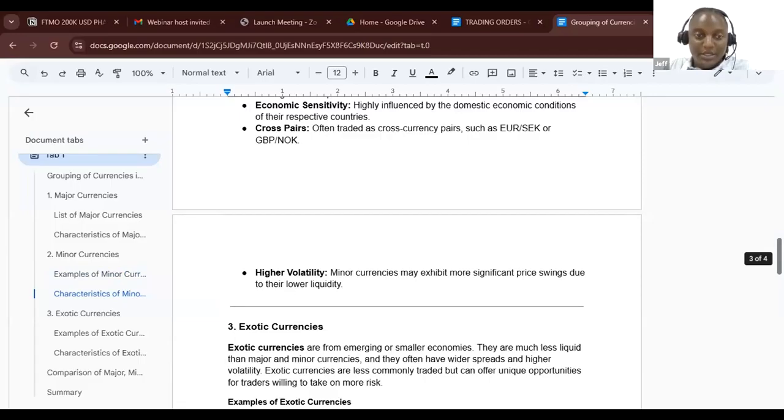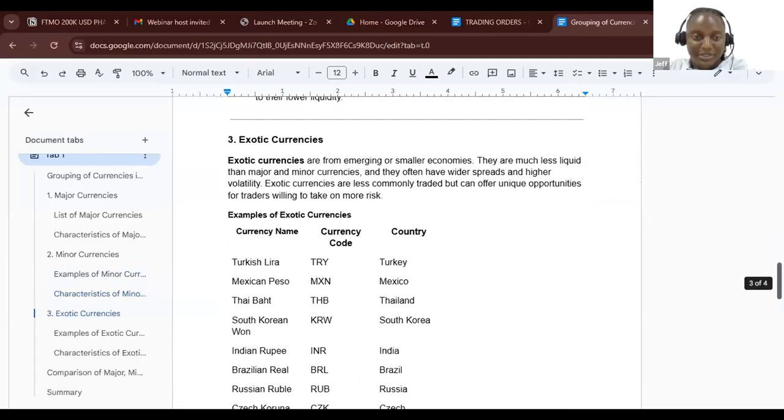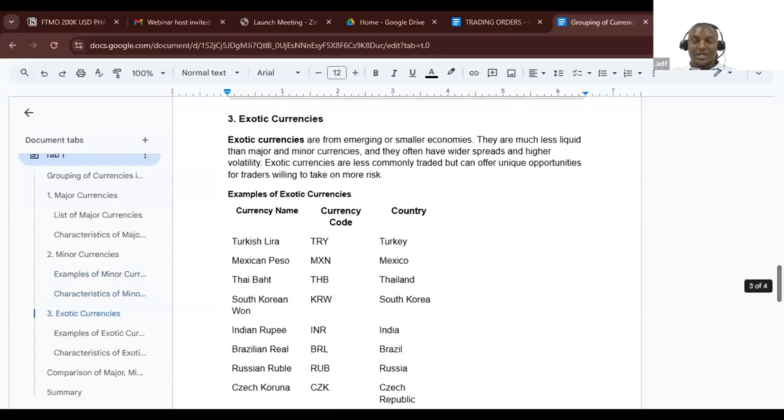Then you have exotic currencies. I just thought, I've mentioned the Turkish lira, and I'm seeing it here on exotic currencies. So we've discussed the major currencies, we've talked about the minor currencies, and now we are about to get into exotic currencies. Exotic currencies are from emerging or smaller economies. They are much less liquid than major and minor currencies, and they often have wider spreads and higher volatility. They are less commonly traded, but can offer unique opportunities for traders willing to take on more risk.